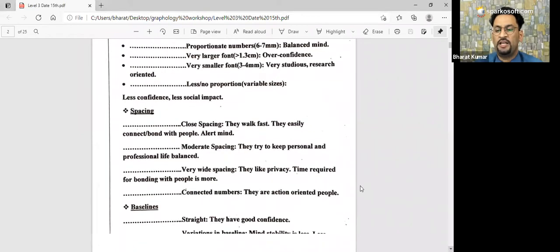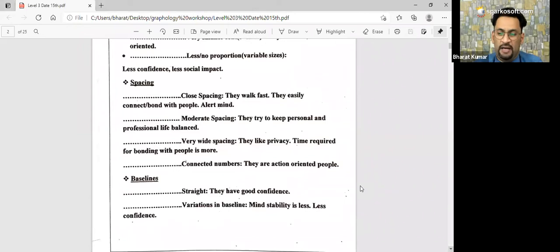Now, what about spacing? Spacing is also very important. I will give you samples also. Spacing you have to understand in two different ways, like someone writing the name Bharat. Spacing between alphabets is important, and spacing between words is extremely important.